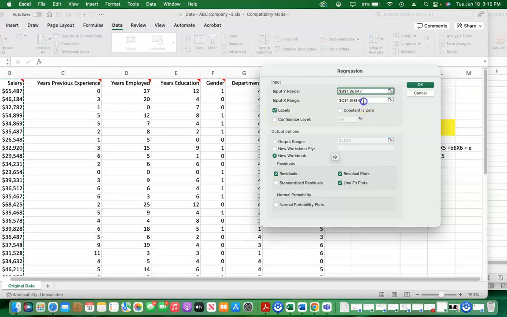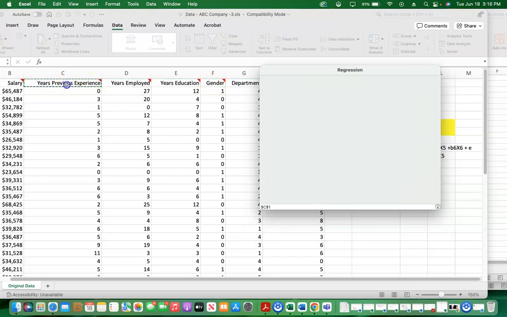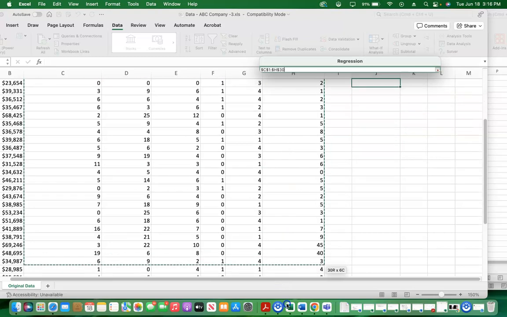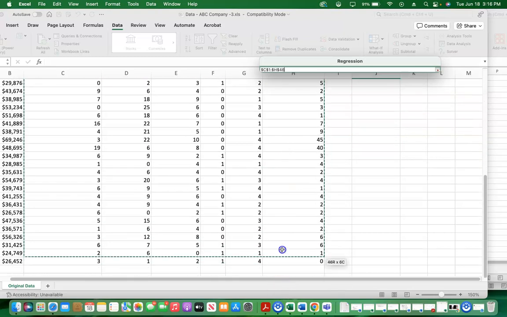Now let me define the X range. So now we are going to consider more than one variable. So we could take 2, 3, or even all of them. So let's consider all of them together.